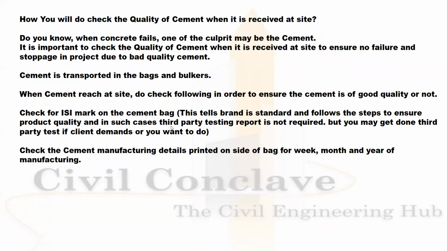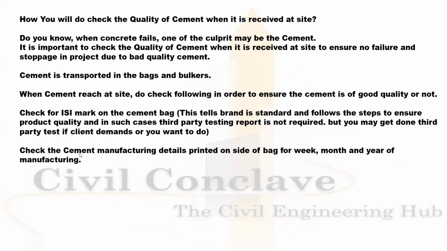Now, how will you check the quality of the cement when it is received at site? When concreting fails, the main culprit may be the cement. It is important to check the quality of the cement when it is received at the site and ensure there is no failure due to bad quality of the cement. Cement is generally transported in bags and in bulk carriers. When cement reaches a site, do check the following to ensure the quality of the cement is good. Check the ISI mark on the cement bag.